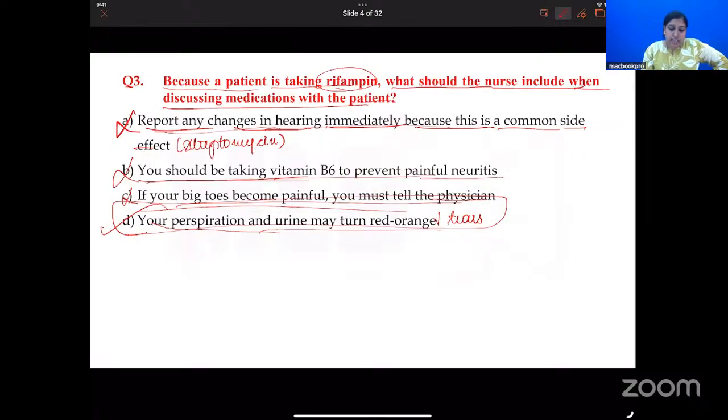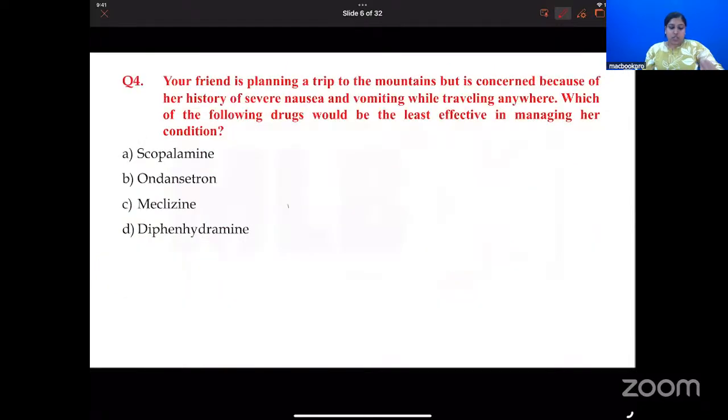And you should be taking vitamin B6 in case of your isoniazid. Next, if your big toes become painful, you must tell the physician, as I said about arthralgia. Arthralgia is very common with pyrazinamide. Now I hope this question is very easy for you to solve. And the patient who is taking rifampicin should avoid contact lenses. So next we will go to the next question.